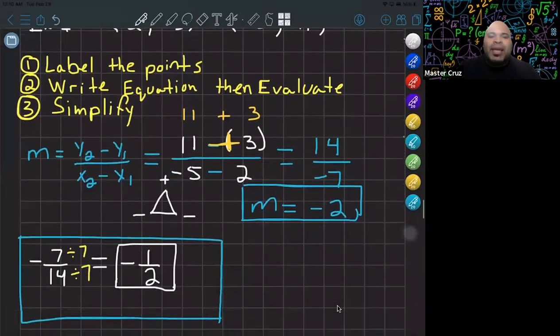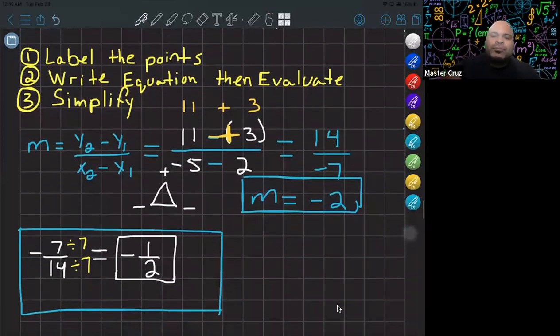I do want to make a very important distinction. The answer for this problem is negative 2. But what if these two were reciprocals? What if the negative 7 was on top and the positive 14 was at the bottom? So this is a completely different problem. This is not the same problem. But what if? Well, this is not negative 2.